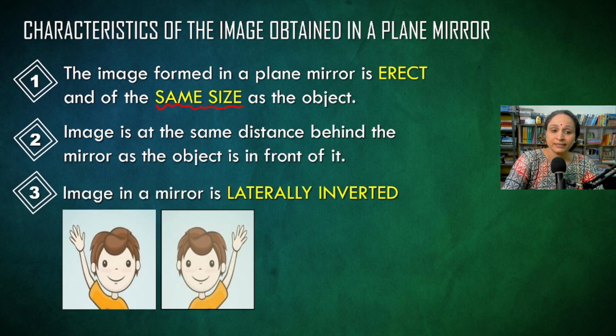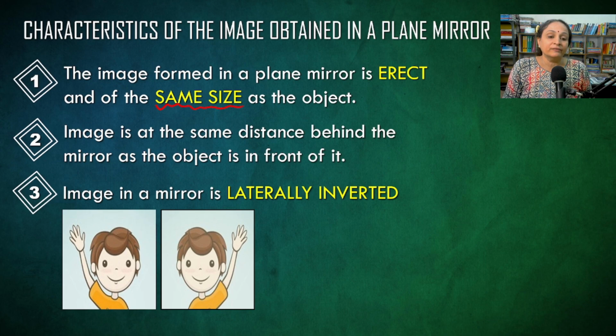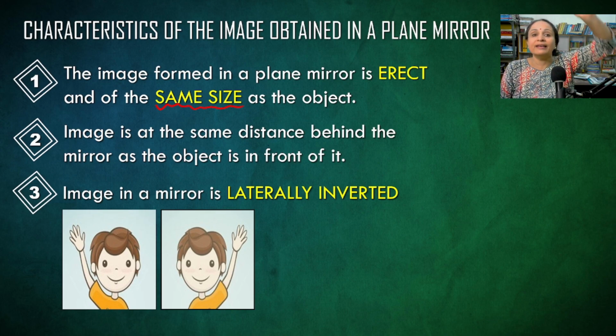The third characteristic is the image is laterally inverted. What does this mean? That means if you raise your right hand, it will appear that you are raising your left hand, right?